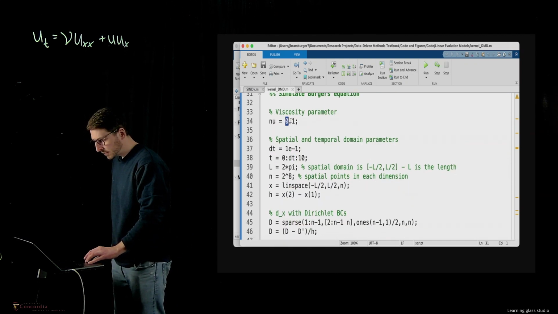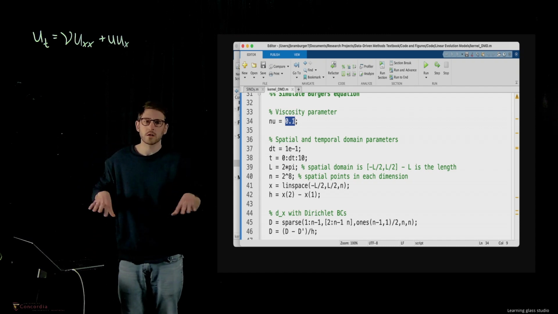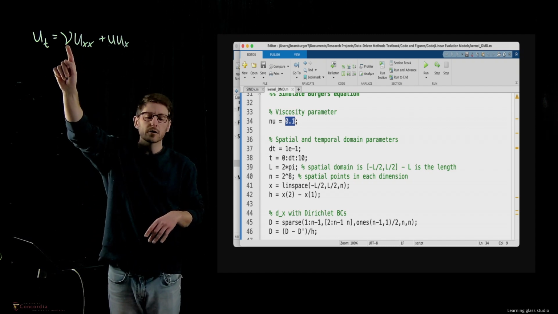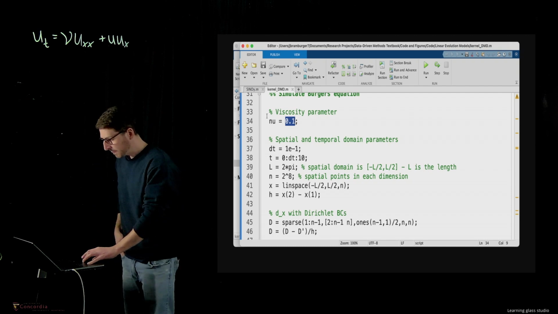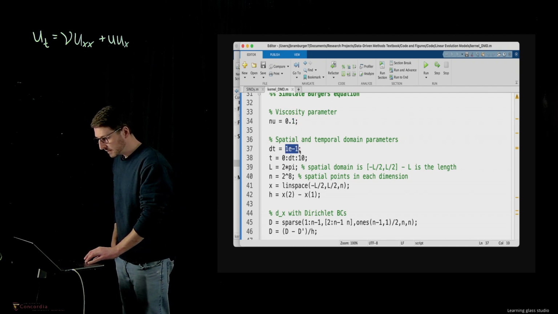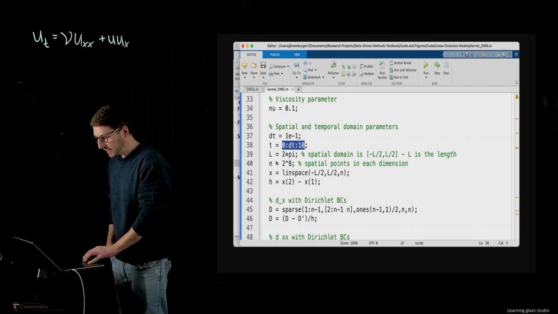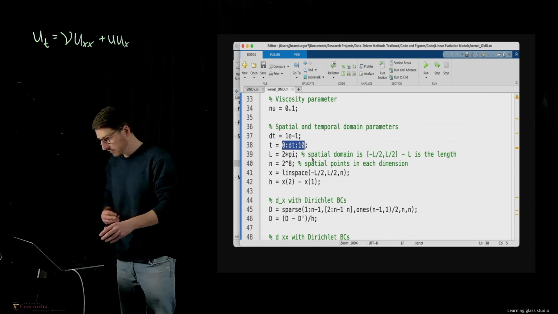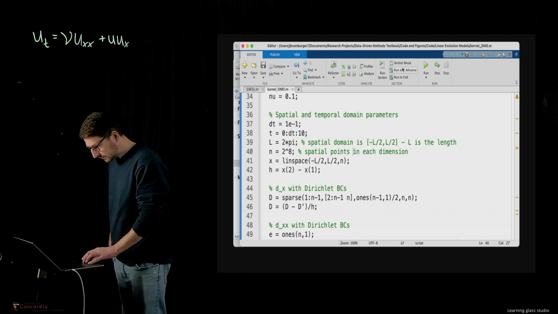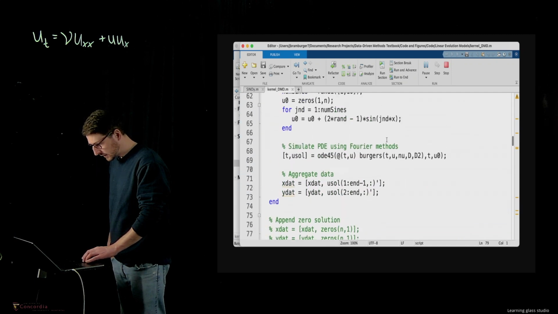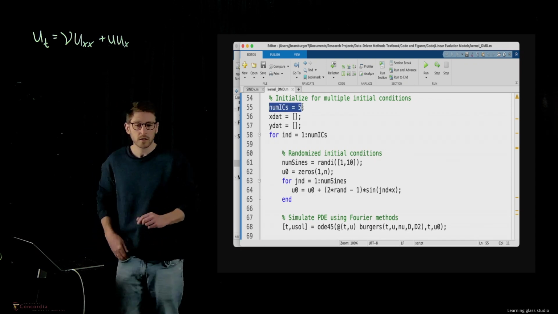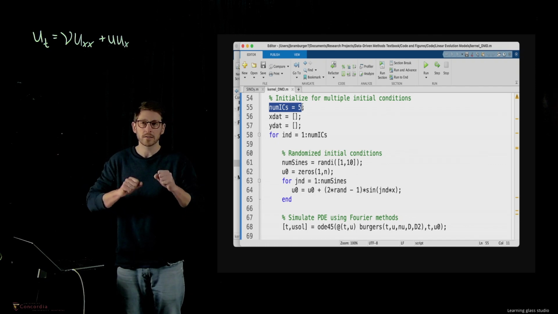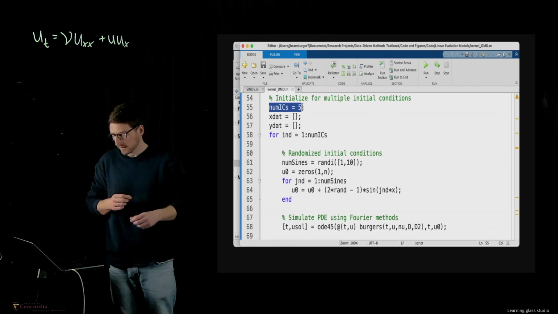Here I'm going to fix my viscosity parameter to be 0.1. This is going to sort of slow down the decay. If the viscosity parameter is larger, this thing decays to 0 very, very quickly, and I just want to see something interesting in the dynamics. I'm going to time step it with a time step of 0.01, up to time 10. My spatial domain is going to be from minus pi to pi with periodic boundary conditions. This is the initialization here. I'm going to run 5 different random initial conditions, so I'm going to probe the system with 5 different initializations, let it run, and that's going to be the data that I collect from this thing.